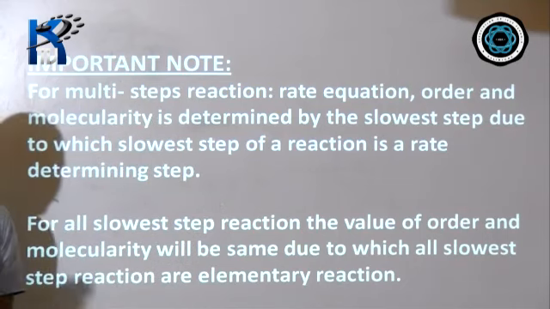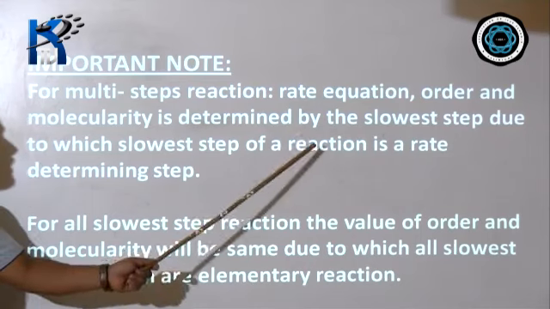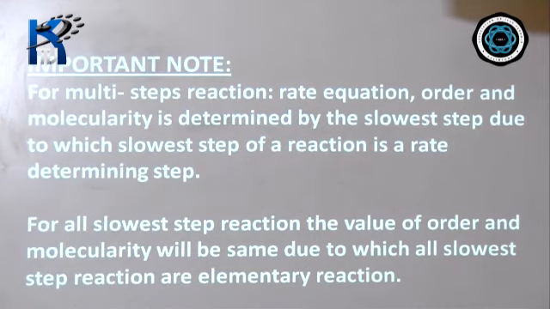So in an objective question, do remember if the question comes, which of the following is regarded as the rate determining step, the options may be the slowest step, the fast step, the intermediate step, none of these. So the answer will be the slowest step, which determines rate equation, order and molecularity. Therefore it is considered the rate determining step. Now look here. For all slow step reactions, the value of order and molecularity will be the same. So in a multi-step reaction, whichever is the slowest step, for that order and molecularity will always be the same.